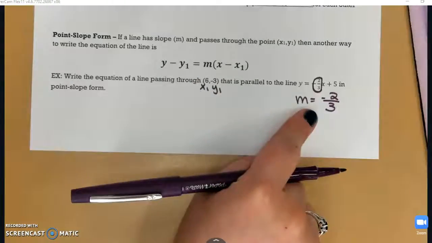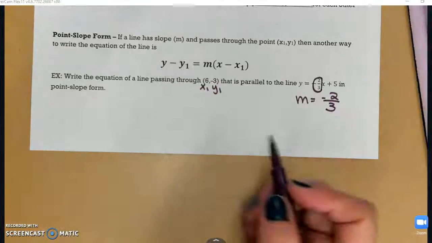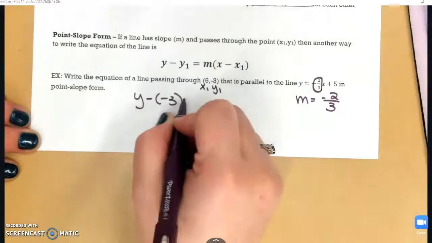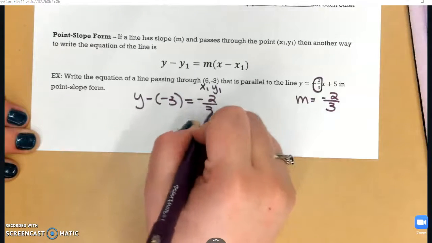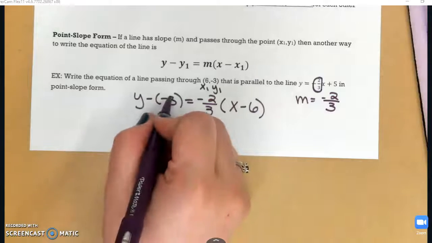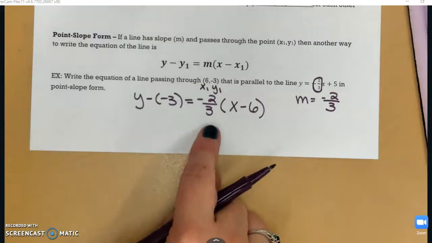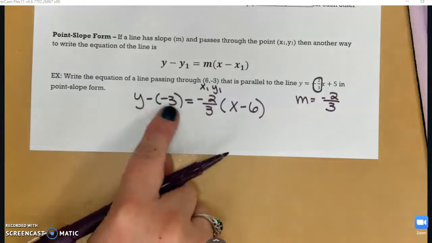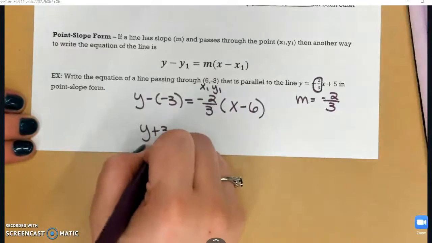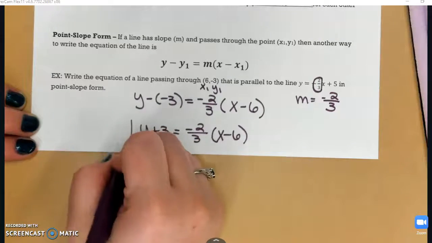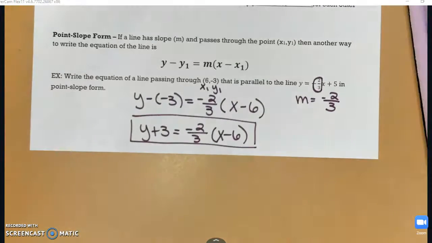So I have x1, y1, I have my slope. I just need to plug those values into my equation. So that's going to be y minus negative 3 equals negative 2/3 times x minus 6. Now, this is the format. This is how I want to leave my answer, so I'm not going to distribute or move things to the side. All I want to do is take care of this minus and negative and make that plus. But this is the format, and I am leaving my equation this way because this is point-slope form. Okay, we are going to move on to the back now.